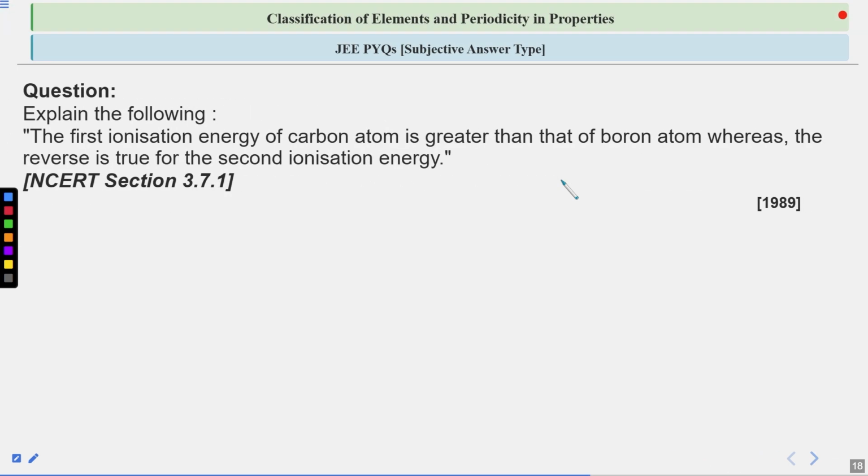Now moving on to the next question. You have to explain the following. Now you can answer this question in few words for now. The first ionization energy of carbon atom is greater than that of boron atom. Just try to analyze this question with the help of electronic configuration. The second condition is given that the reverse is true for the second ionization energy. So this was again asked in 1989. Your time to solve this question starts now.